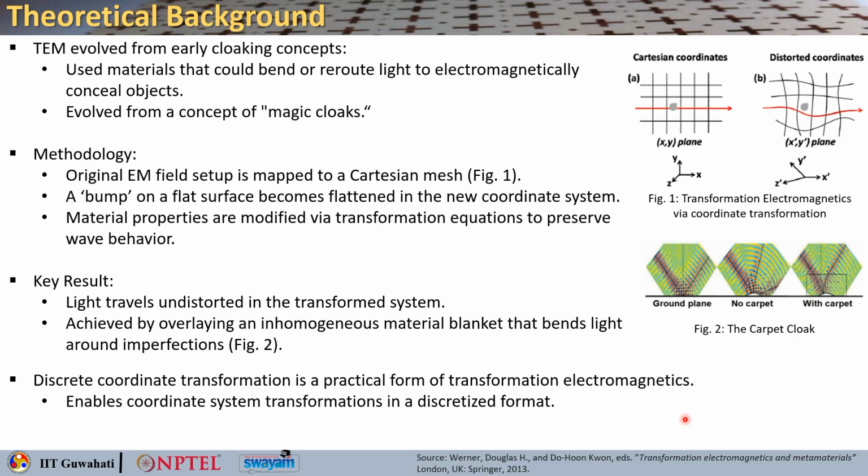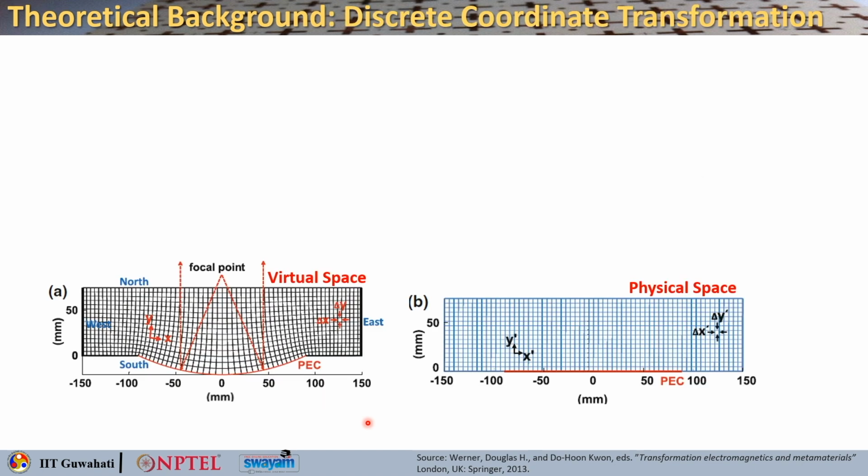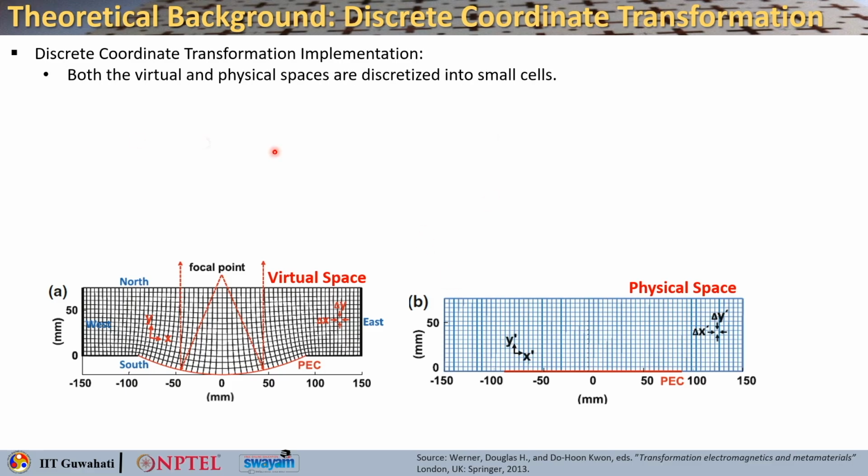Right. So, discrete coordinate transformation is a practical form of transformational electromagnetics, which enables coordinate system transformations in a discretized format. Let us look into this discrete coordinate transformation and how it is implemented. Here you can see the virtual space and the physical space. So, you have a parabolic reflector. Let us implement this discrete coordinate transformation.